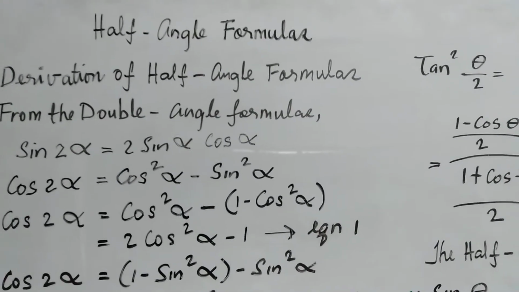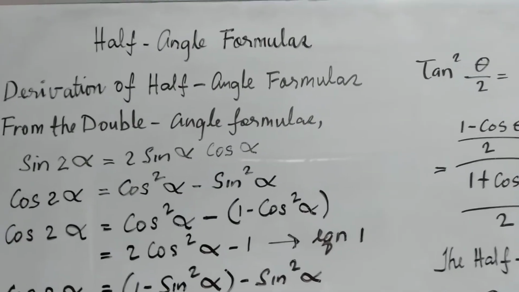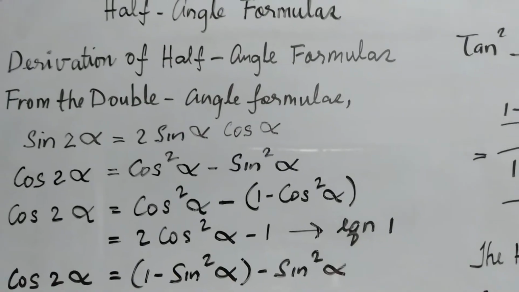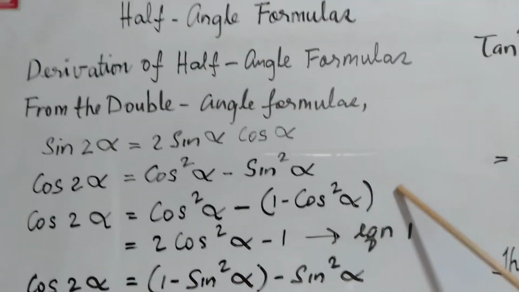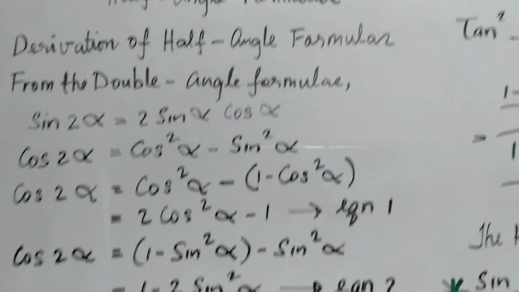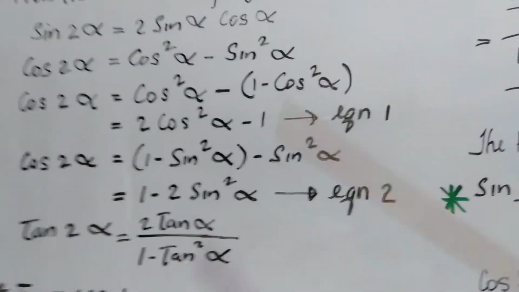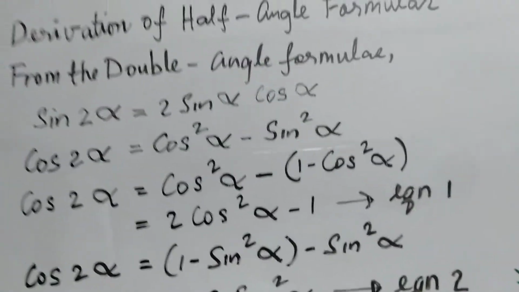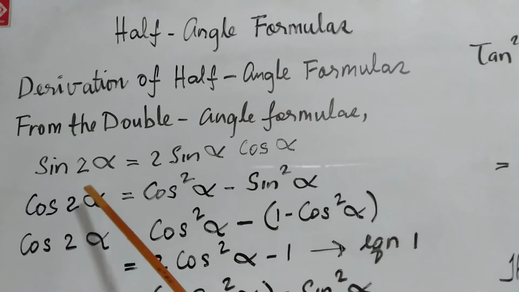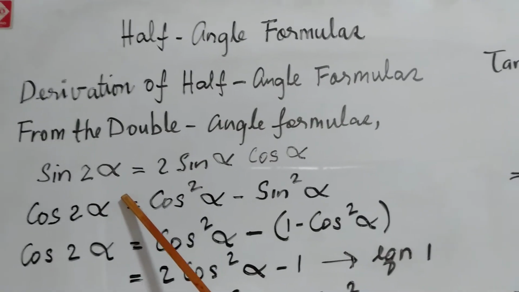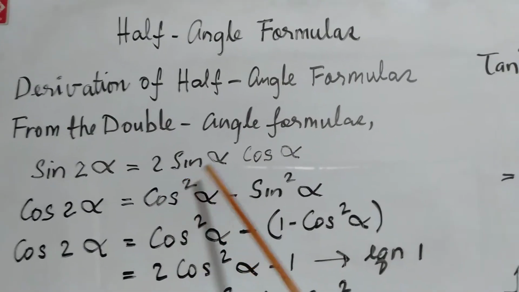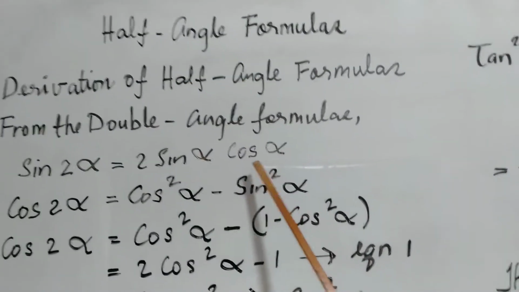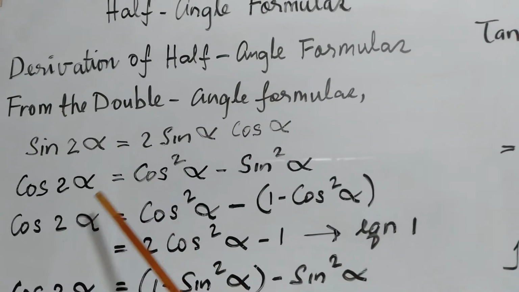We're going to discuss the derivation of half-angle formulas. But before we do that, we're going to have some review of the formulas that we're using for the double angles. So we start with sine 2 alpha, which is equal to 2 sine alpha cosine alpha. These are all double angle formulas.